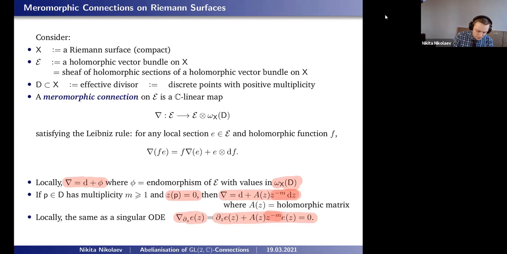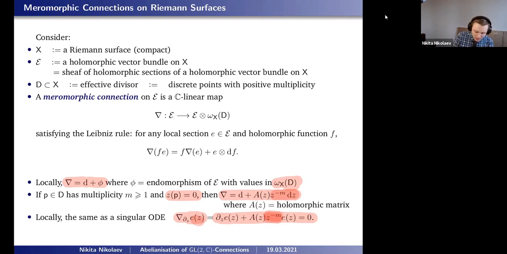Okay, and so this expression is actually kind of important, because one observation you can make is, if I look at the covariant derivative and I apply it to holomorphic sections of E, then I necessarily get something that is meromorphic, because I have this 1 over z to some power behavior.